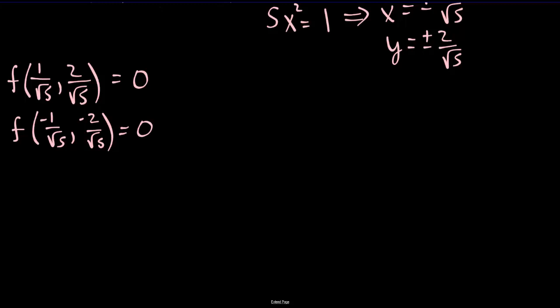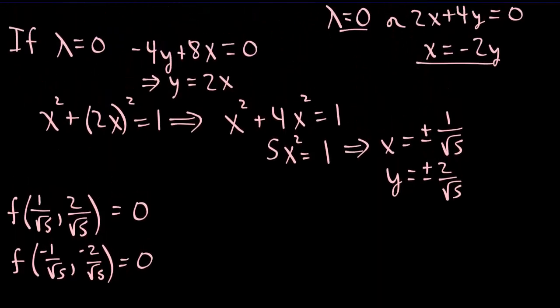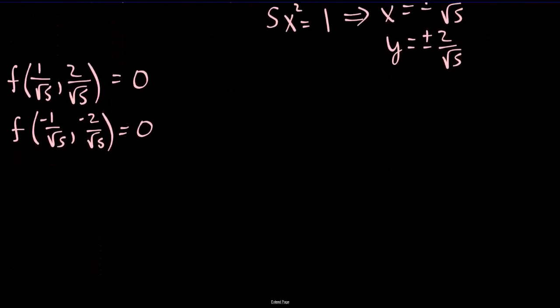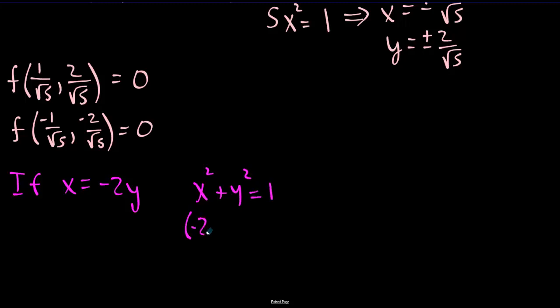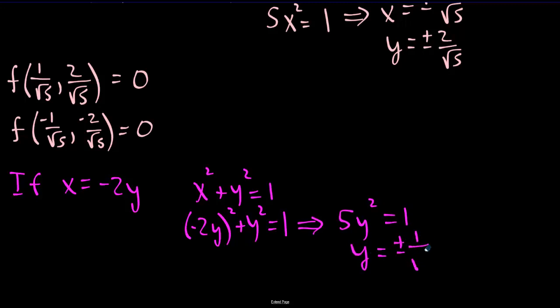Now let's go down the path of what happens if we say x equals negative 2y. So here we go. If x equals negative 2y, let's see what that gives us. Well, we've got x squared plus y squared equals 1. And if x equals negative 2y, then we've got (negative 2y) squared plus y squared equals 1. And that means that we've got 5y squared equals 1, or y equals plus or minus 1 over the square root of 5.